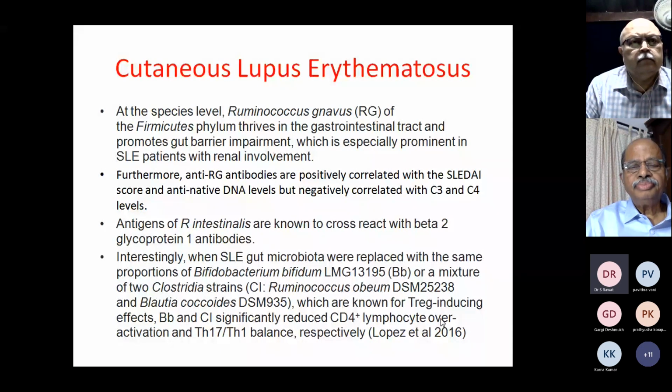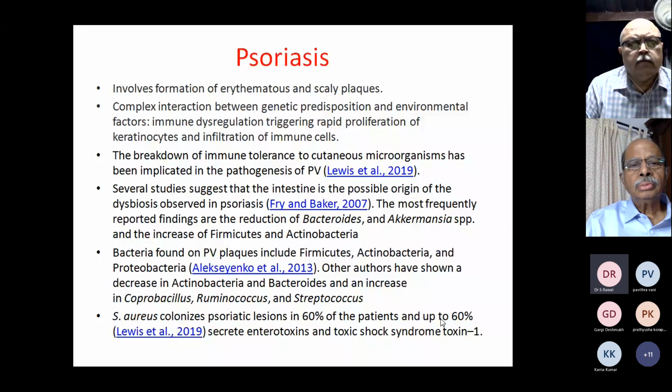Coming to another important disease, all these diseases are in fact very troublesome. So now coming to psoriasis, it involves the formation of various erythematous and scaly plaques in various subjects. And again, it is formed due to the complex interaction between genetic predisposition, environmental factors, and immune dysregulation. And usually this triggers a rapid proliferation of the keratinocytes followed by infiltration of immune cells.